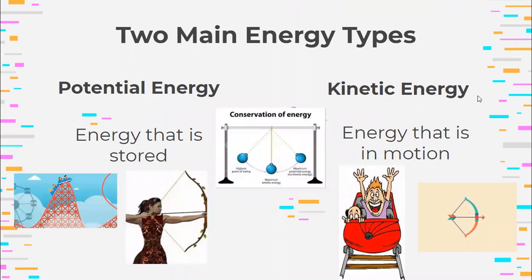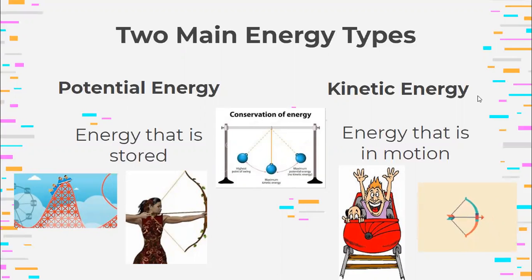There are two main types of energy. Now, I know we've already talked about mechanical energy and radiant energy and sound energy and nuclear energy, electrical energy, but all of that can be put into two main categories. Potential energy, that is energy that is stored. It is energy that is waiting to be used. It is energy that is not being used right now. The other category is kinetic energy. That means energy that is in motion.